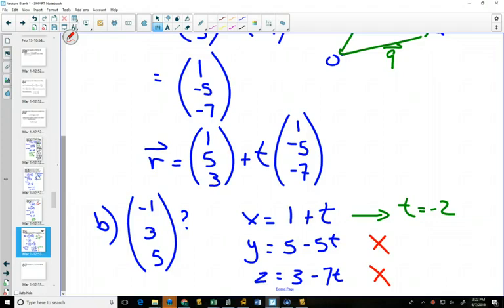So your value of t, once you set up your parametric equations and you solve for t in one of them, that value of t would have to work for all of them for that point to be on the line. Because you would need to go in that direction a certain length to get to a point on the line. Yes?